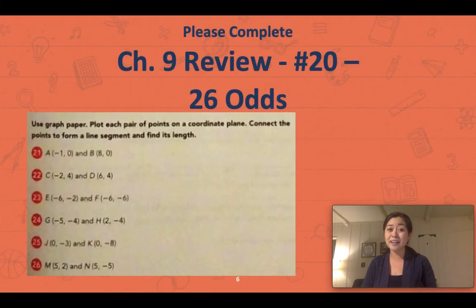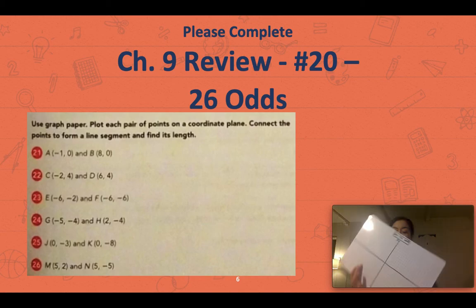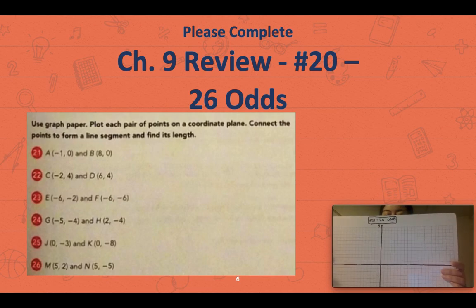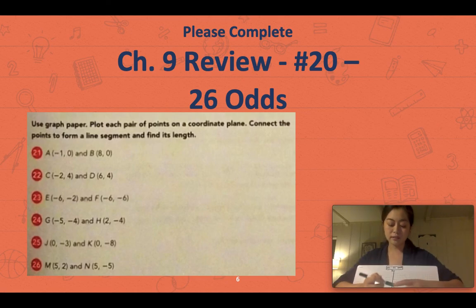All right, so by now you guys should have completed that section, numbers 21 through 25 odd, okay? And I'm going to show you how I did it, on here. So first, I don't know how well I can do this backwards, but I'll try.